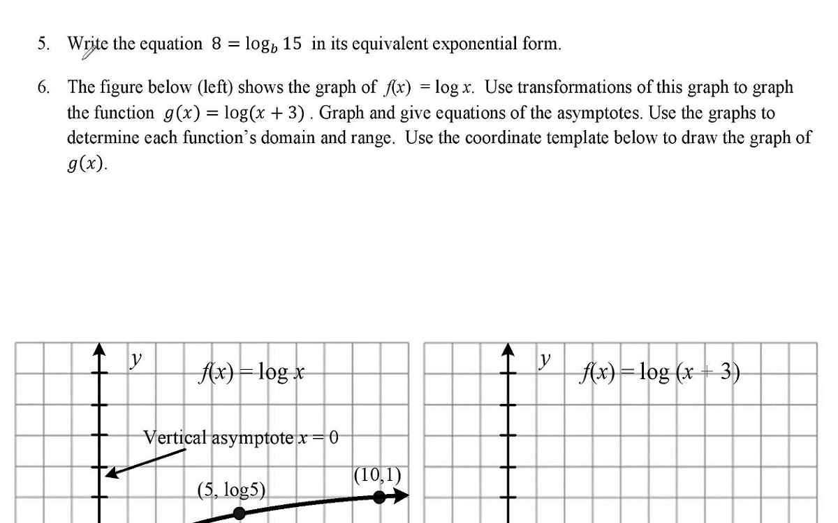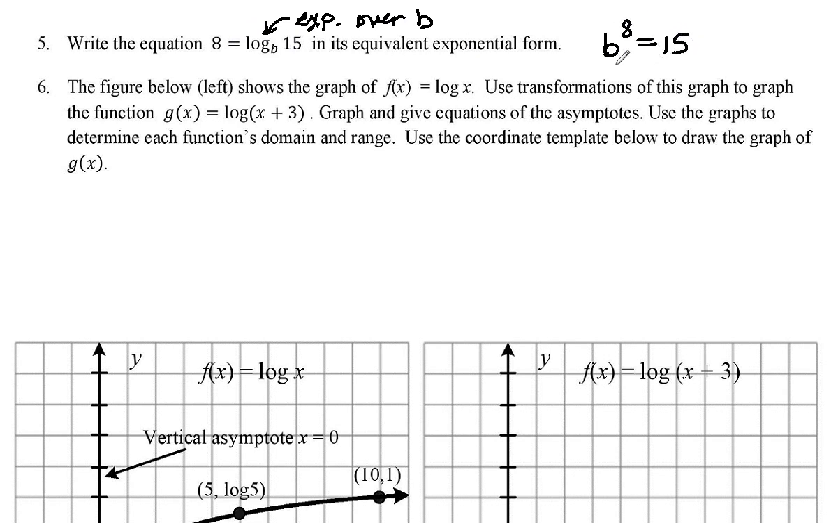Number 5, this is a real quickie. We want to write the equation in the equivalent exponential form. So 8 is the log base b of 15. So we want the exponential form. So b is our base. So that's the base for the exponential. And I like to read this as 8 is the exponent over b. So log base b, I read that as exponent over b. So 8 is the exponent over b that gives 15. So here's b, and 8 is the exponent over b, and it gives 15.